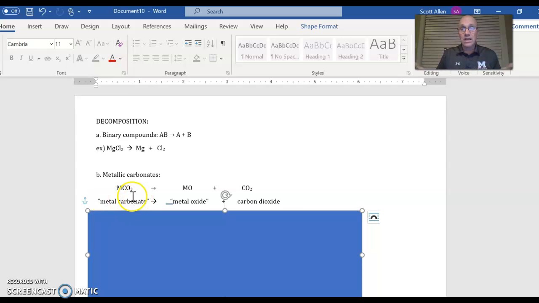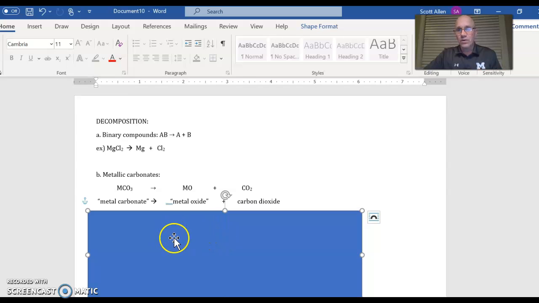All right, so pick any metal on the periodic table, like sodium carbonate. All right, it could be calcium. All right, calcium is a metal. Any of those that are metals on the periodic table, put that word in front of carbonate. That's what this would stand for. All right, MO stands for metal oxide, and CO2 specifically refers to carbon dioxide.